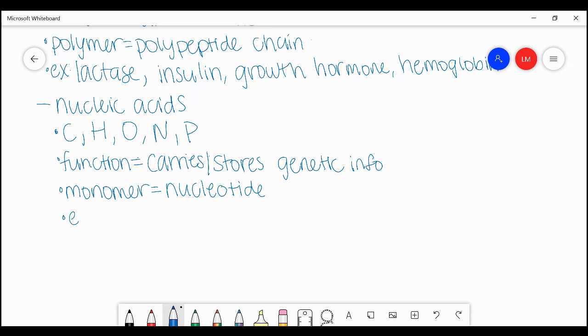Some examples of nucleic acids are DNA, which I hope we already know about, but if not, that's okay, and RNA. DNA stands for deoxyribonucleic acid, and RNA is called ribonucleic acid. Quick tidbit about RNA is that it is used as an intermediate to get from DNA to the protein. But again, we will discuss those later in the year.